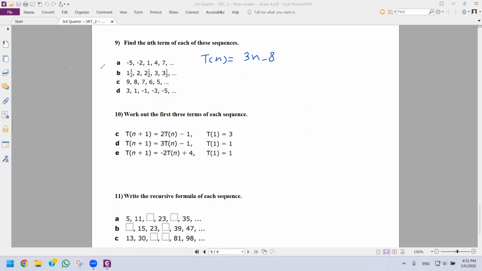Now part B. We have 1.5, 2, 2.5, 3, and so on. So each value, how much is increasing by? It's increasing by half. So let's write this formula. It's 1 over 2 n, because each time I'm adding half. But when I substitute n equal 1, I will have half times 1 is half. But the first term should be 1 and a half. So what is missing? I need to add 1.